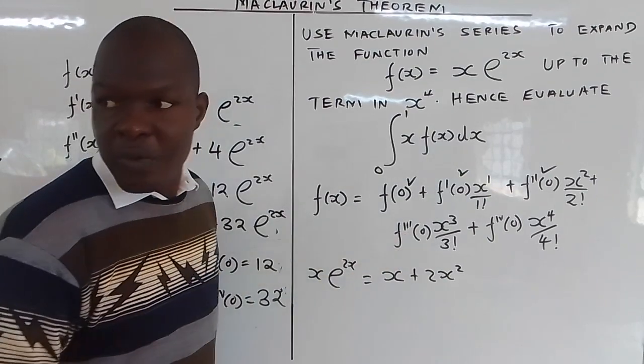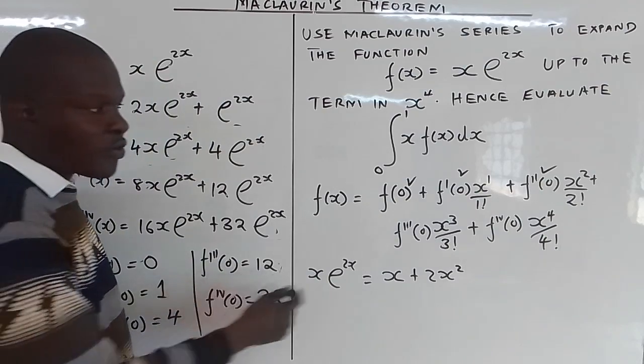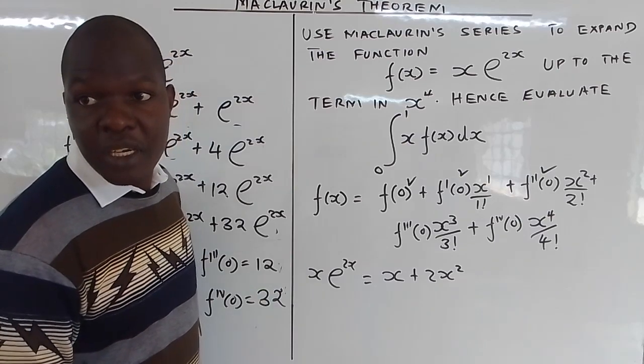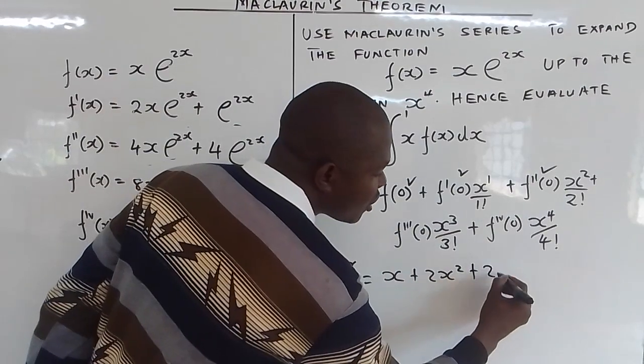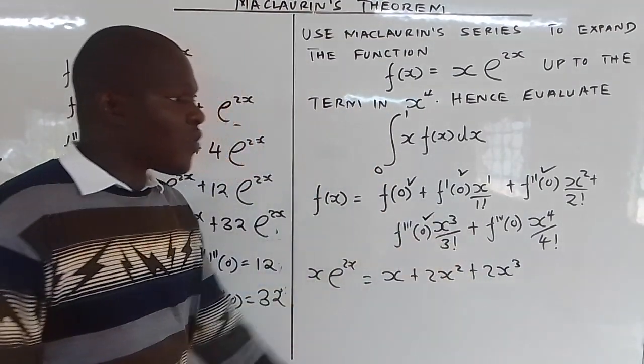What is f triple prime of 0? f triple prime of 0 is 12. So this is 12 divided by 3 factorial. 3 factorial is 6, isn't it? So 12 divided by 6 is 2. 2 times x cubed, you get positive plus 2x cubed, isn't it? We are done with that term. You go to the last term.